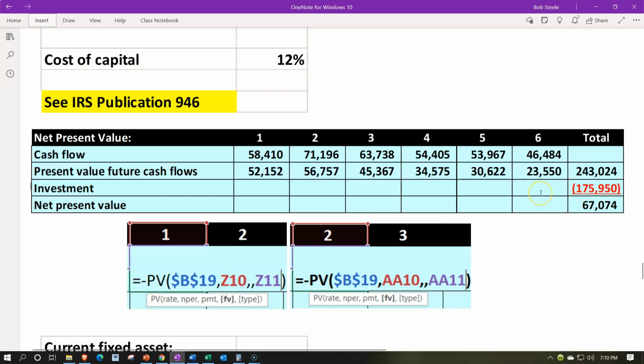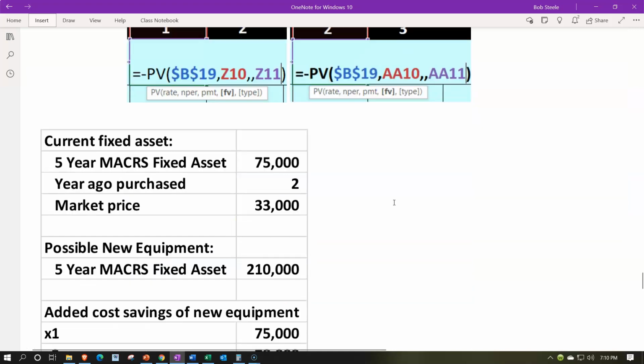67,74. Note the 175,950 does not need to be present valued because it's at time period 0 that those cash outflows are happening. Because this is positive, that means that we cleared the 12% even if it was 0 or above, so we might then take on or purchase the new equipment in that case.